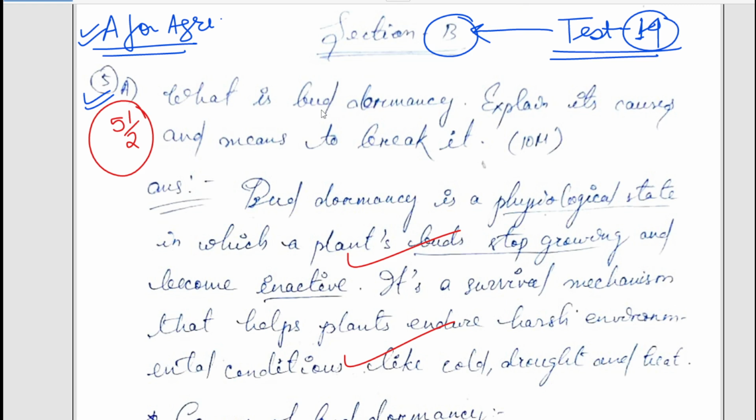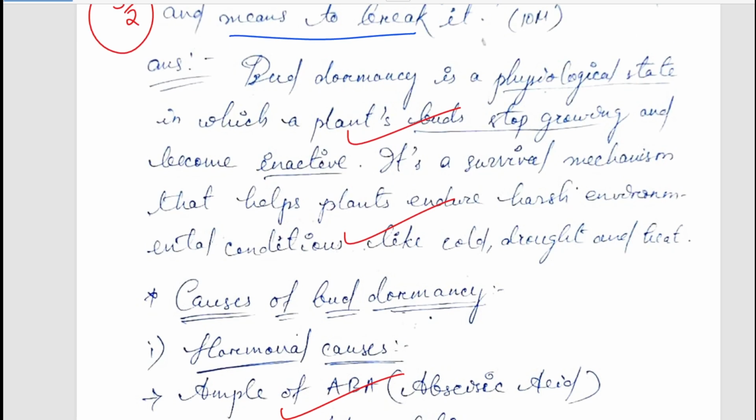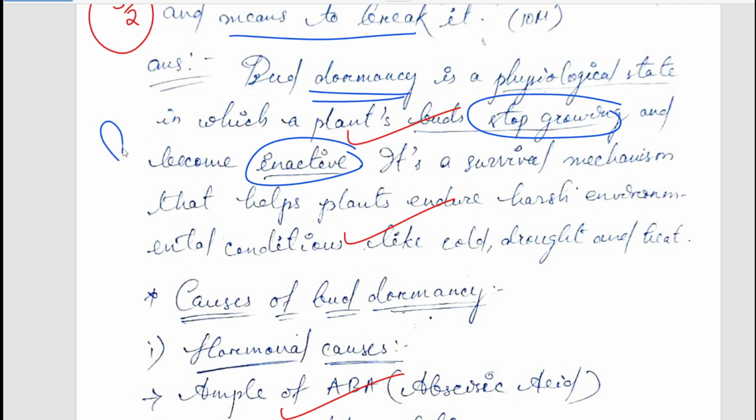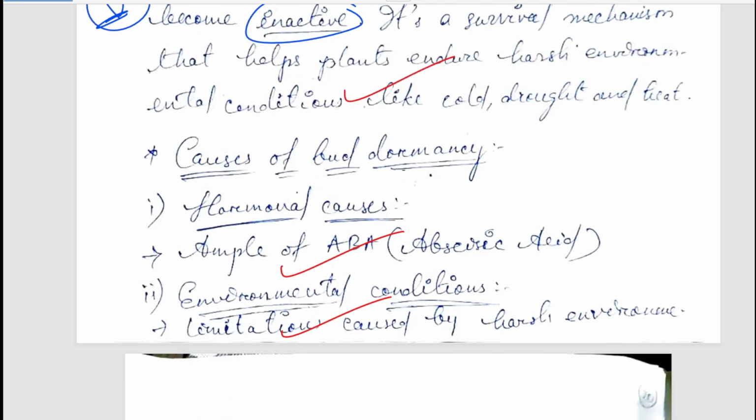So let's start. Now today's question is, what is bud dormancy, and explain its causes and means to break it. Okay. So what bud dormancy is? Actually it is a physiological state in which a plant's buds stop growing and become inactive. So dormancy means inactive. So what happens here? Plants' buds become inactive.